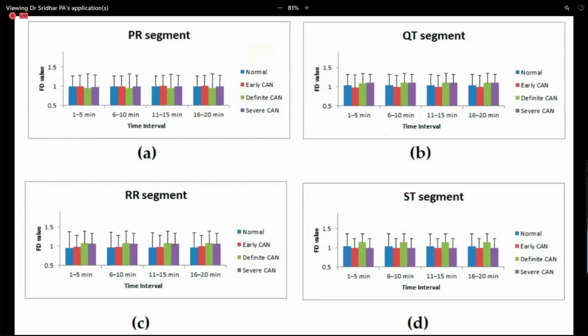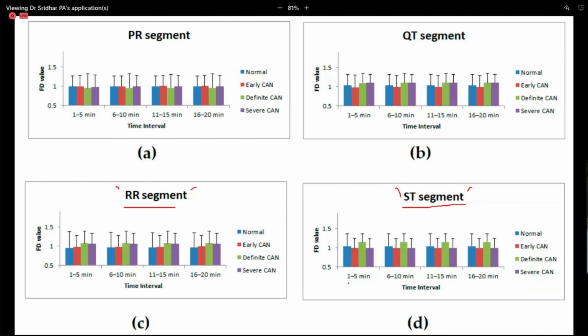Here we were looking into different segments. There are papers related to this particular CAN disease showing that the RR segment, and in particular the ST segment, will show this change, where the variation happens, if you have any condition related to neuropathy, a condition related to the heart activity. So we were able to see this.